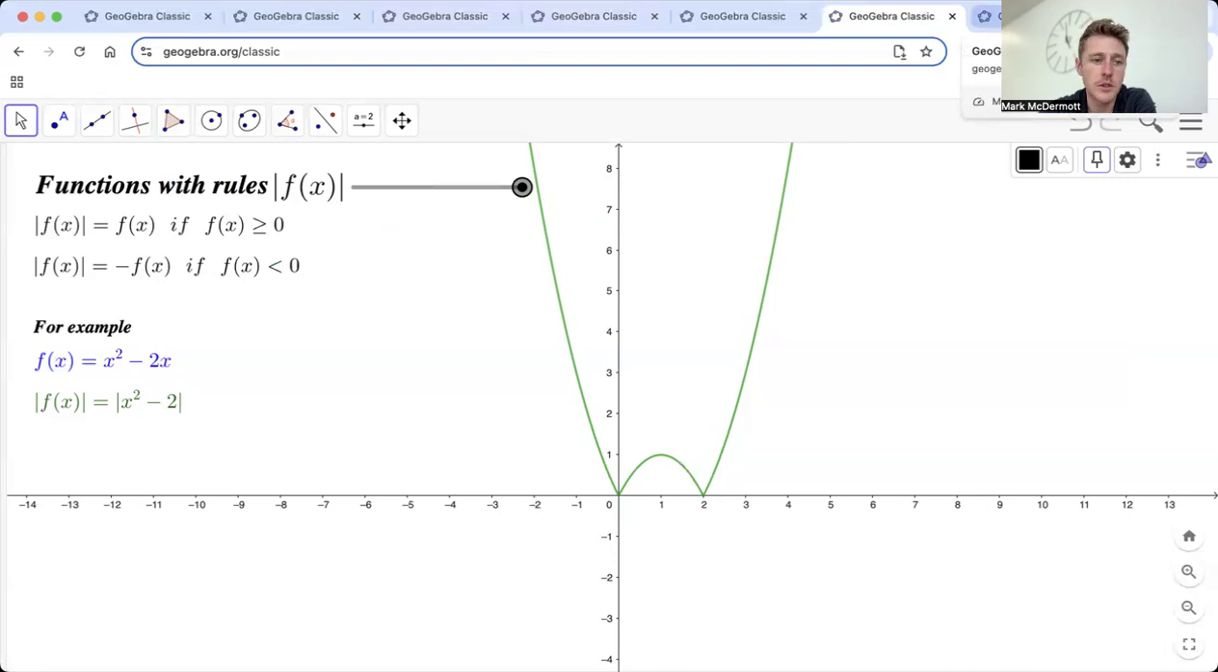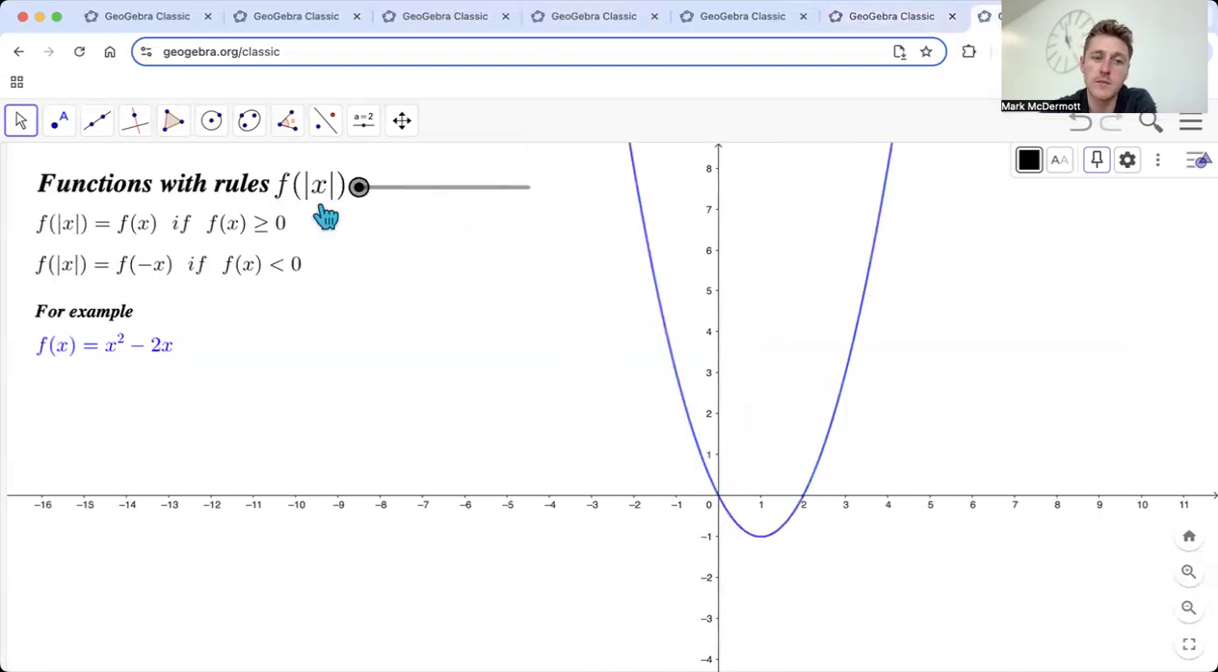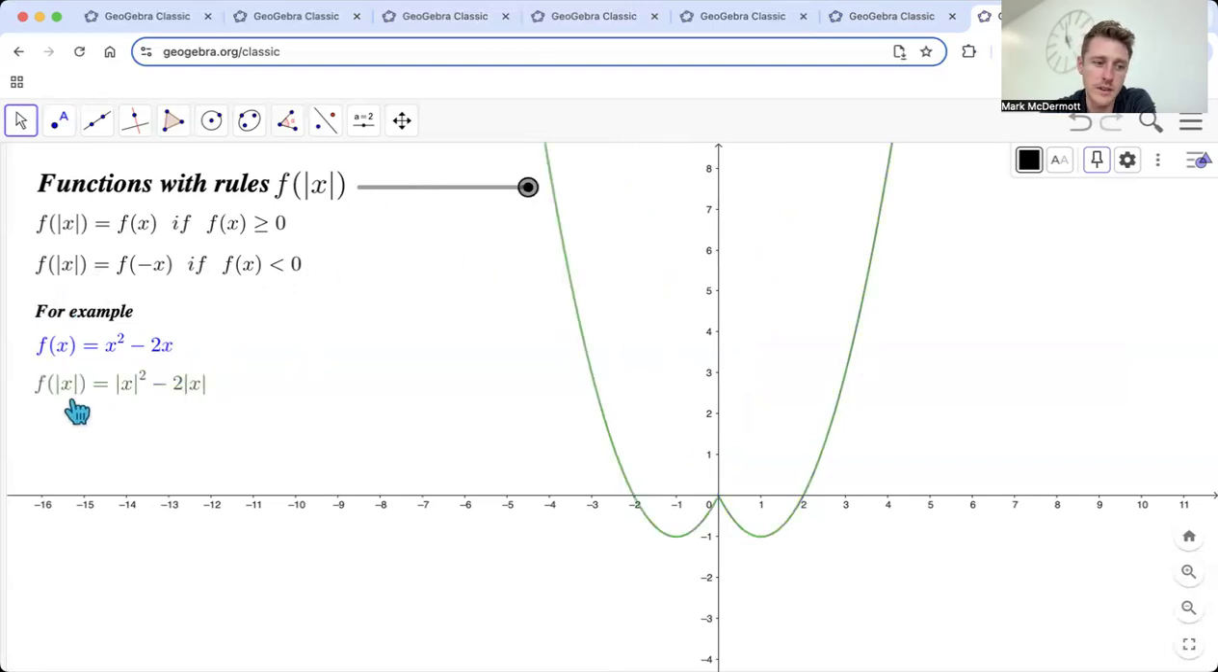Okay, last one we're going to look at is functions with the rule f of modulus x. And again, I think an interesting thing would be to just look at an example. So if we've got f of x equals x squared minus 2x, that's again the same graph we had before. Let's see what happens if we do f of mod x. We get something like this, sort of a W shape going on, right?